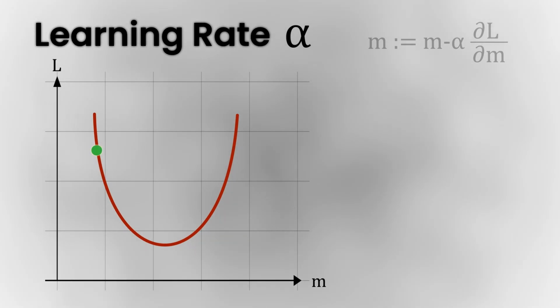Let's revisit the learning rate. Think of it as the step size that controls how quickly we move through the function. A small learning rate means we take tiny steps, like this. On the other hand, a large learning rate means we take giant leaps, like this.